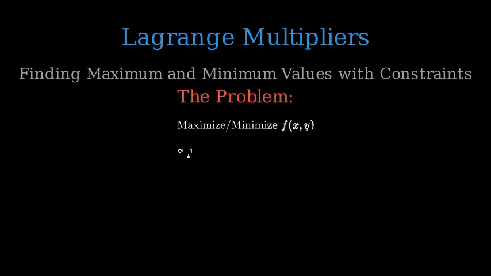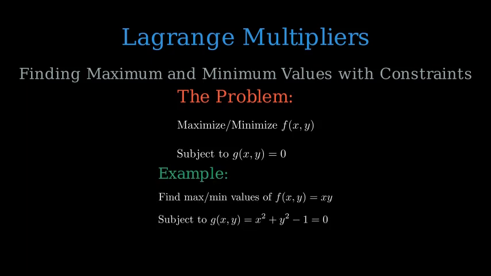We want to maximize or minimize a function f of x and y subject to a constraint g of x and y equals 0. For example, we might want to find the largest and smallest values of f of x, y equals x times y, given that x squared plus y squared equals 1.